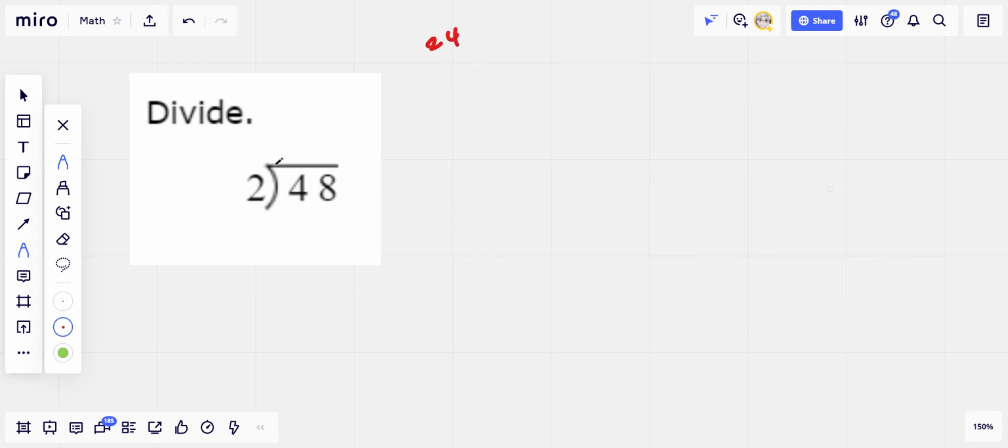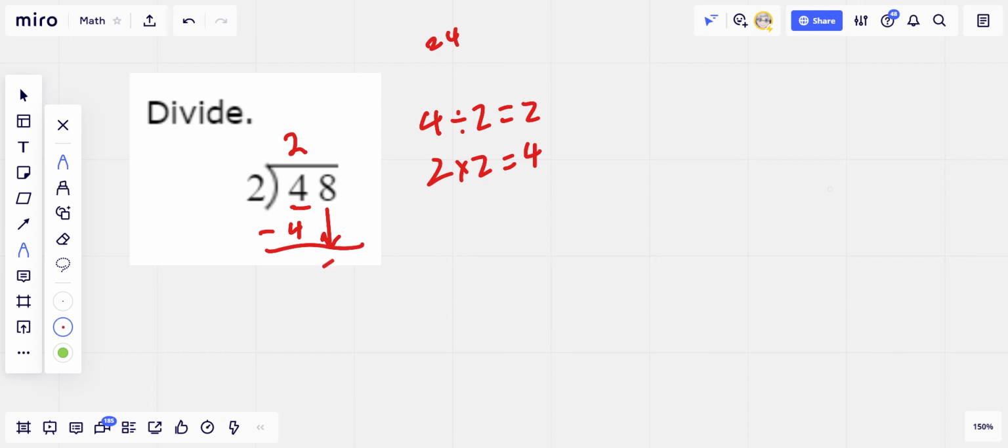But let's go through the processes. So the first thing we do is we look at this first digit and we try to divide it by 2. So what's 4 divided by 2? Well, that's 2. So that answer goes up on top. Then we multiply. 2 times 2 is 4. And that goes down here. We've divided, we've multiplied, now we subtract. 4 minus 4 is 0. I won't write the 0, and then the 8 gets pulled down. All right, that's a whole cycle.